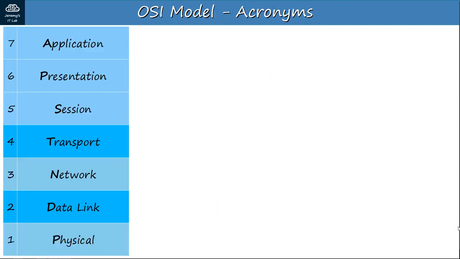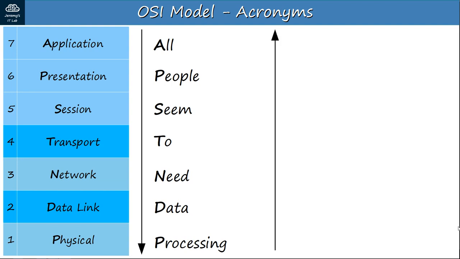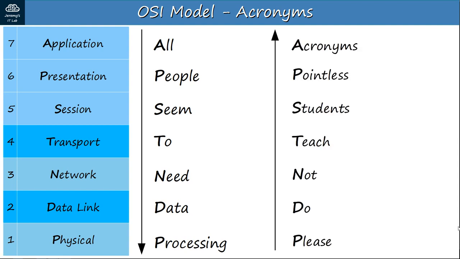So, that's a lot of information. If you need help remembering the order of the OSI model layers, the flashcards included in the description should be a big help. But here are a couple acronyms too. I don't use acronyms to remember things myself, but many people like them, so here are a few examples to help you remember. The first one goes from layer 7 to layer 1. All people seem to need data processing. Here's another one from layer 1 to layer 7. Please do not teach students pointless acronyms. If you know any other good ones, please post them in the comment section.